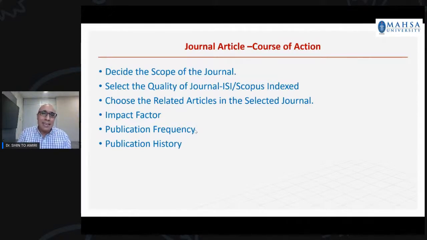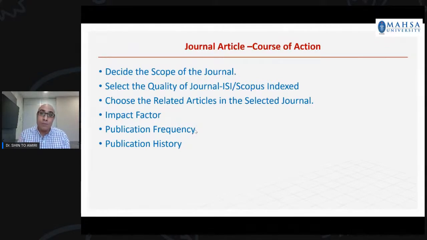And then we need to choose the related articles in the selected journals and read through them and see if that journal really has some research related to ours, maybe we can cite some of those articles in our manuscript. Then we check the impact factor, as I said, and then the publication frequency. Is it biannual? Is it quarterly? Is it monthly? So we need to make sure about the publication frequency.